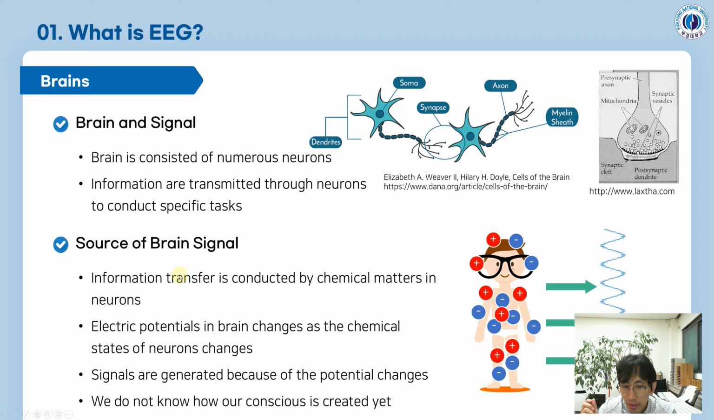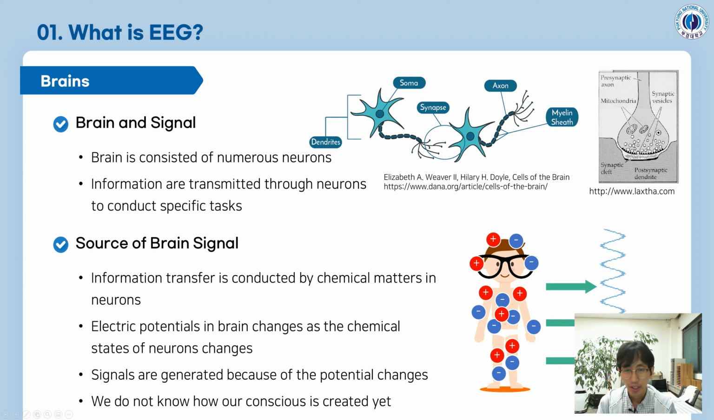And actually this happens not only in your brain but also in your whole body. When our body moves, there are some chemical changes in our body, and those chemical changes generate electric signals, electric potential changes.